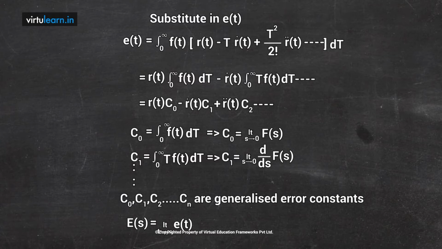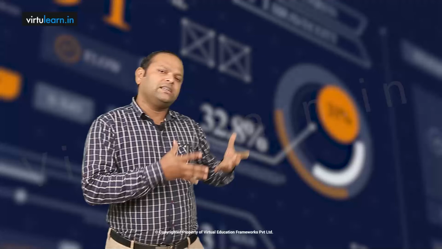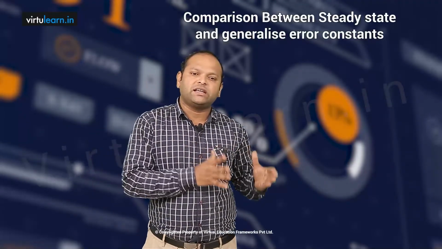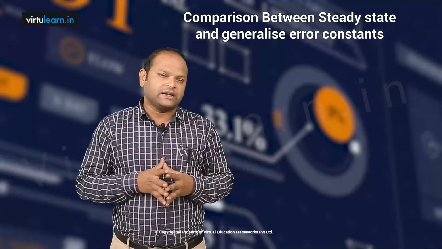E of t we already calculated, and you can substitute that here to get the final steady state error. So this way we can find the steady state error using the generalized error coefficient method. Now, having understood the steady state error as well as the generalized error constant method, we'll compare these two methods, steady state error constant and generalized error constant, to find the steady state error.